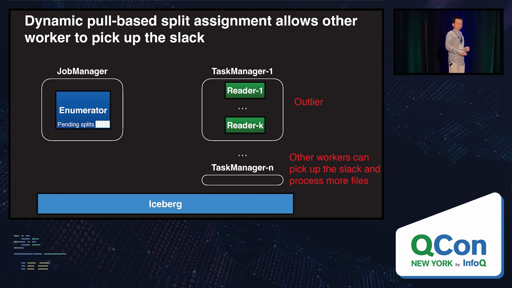In the Iceberg source, the split assignment is dynamic. It's pull-based, triggered by the reader. If there's an outlier worker node, it allows other workers to pick up the slack because the split is bounded. There's an opportunity for the other workers to steal the work from the outlier worker node. So the other workers can just pick up more data files and process them.